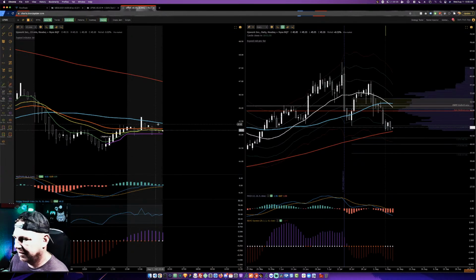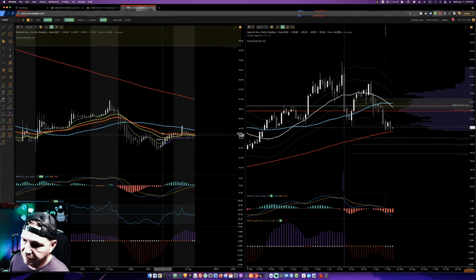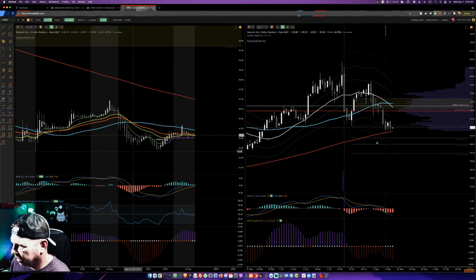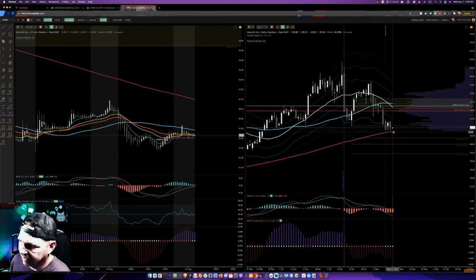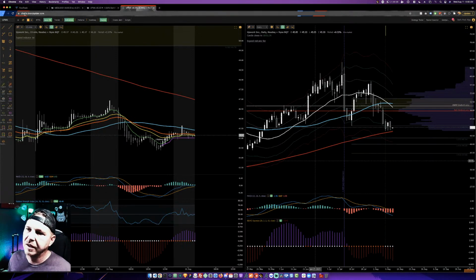Yeah, just contrarian though. If for some reason we break below 44.40, then 44 would be the last finger on the cliff before it falls off and comes back and tests some previous lows at 38. Okay, that was UPWK.